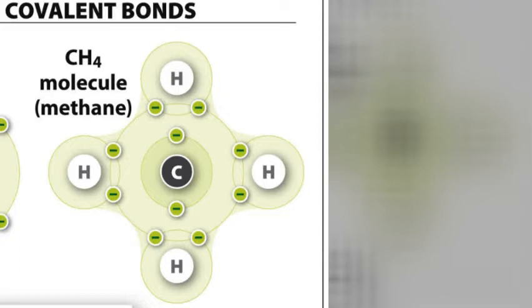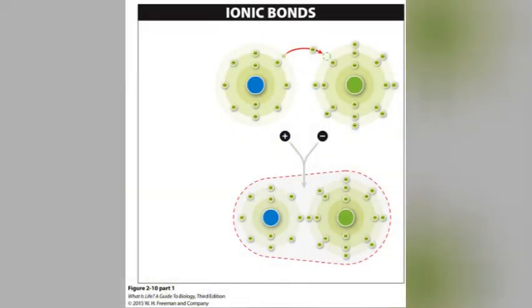Methane, for example, is the chief component of natural gas, and it's formed when 1 atom of carbon covalently bonds with 4 atoms of hydrogen. See that here in this illustration. So that's covalent bonds, the first of the 3 bonds that we're looking at in this lesson.